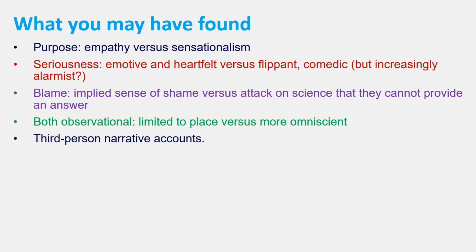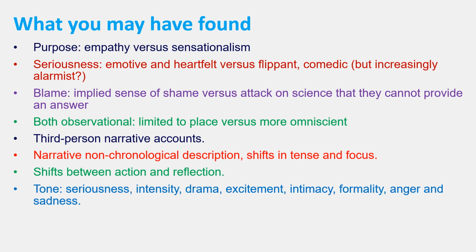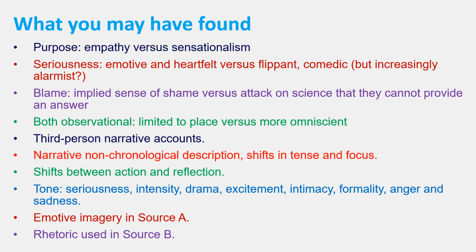Both are third-person narrative accounts. One is a non-chronological description with shifts in tense and focus. There are shifts in both between action and reflection. We've talked a bit about the tone and the mood already. Lots of use of emotive imagery in source A. It's a very literary piece. Rhetoric is used much more in source B. In other words, the language of persuasion: rhetorical questions, rules of three, inclusive pronouns, and all that kind of stuff.